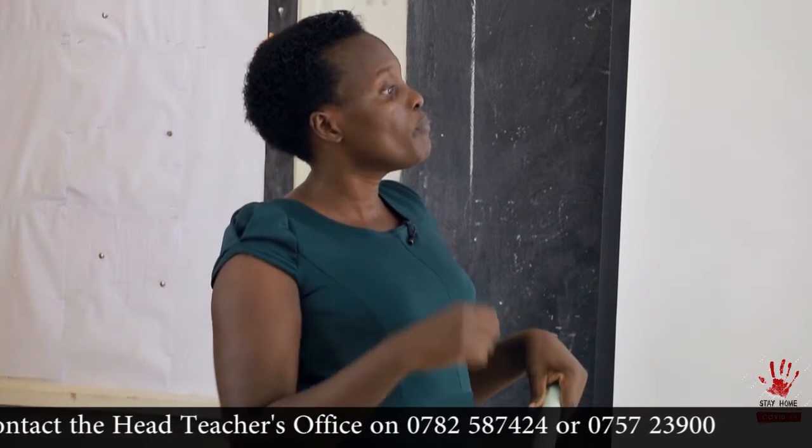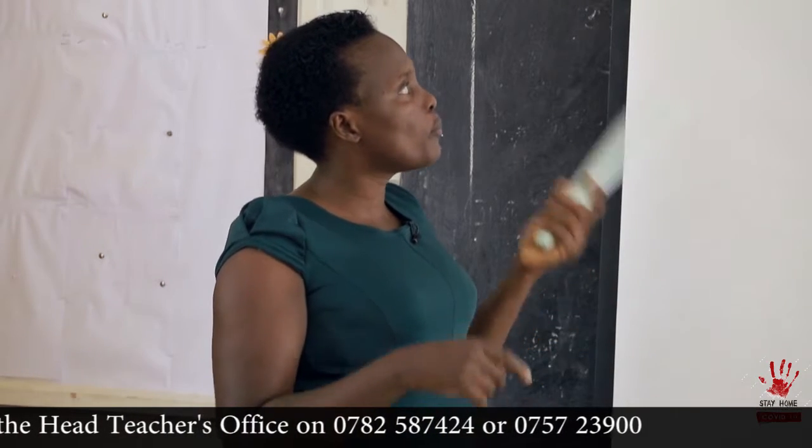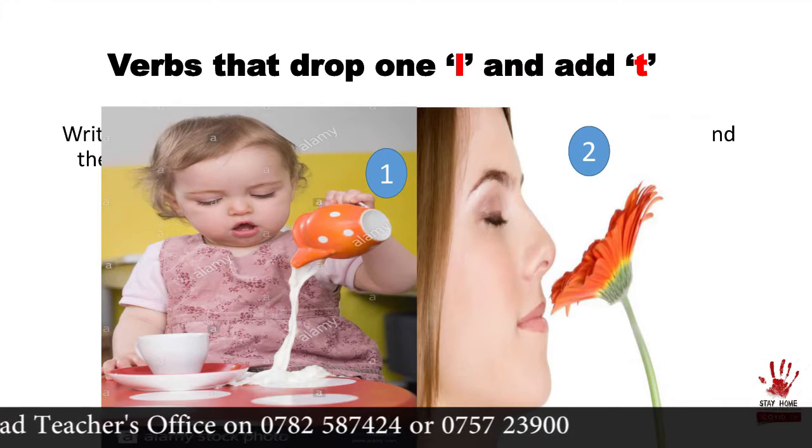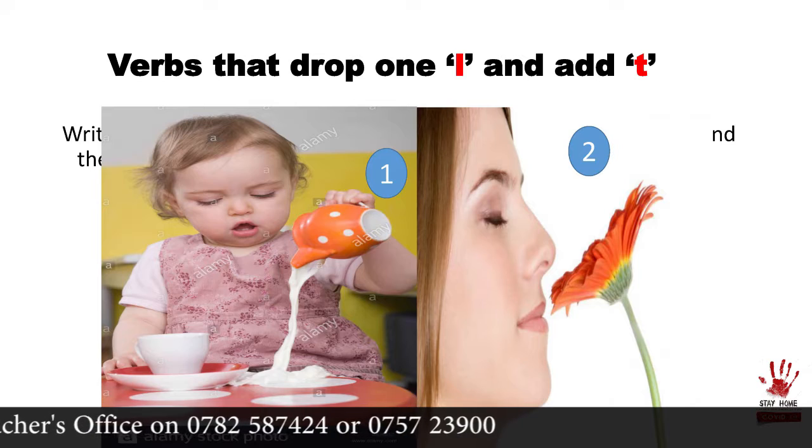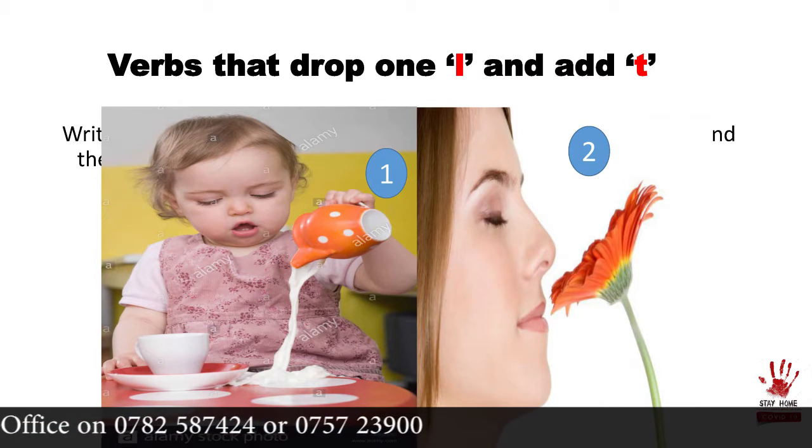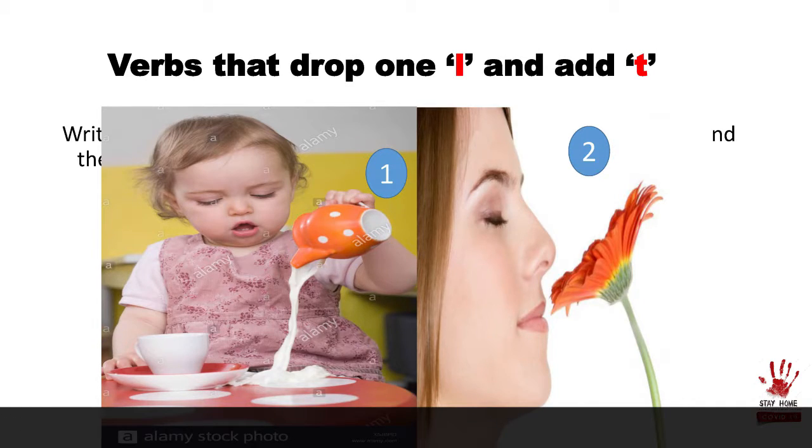As we continue, we look at another group. These verbs end with double L. So we are going to drop a single L and we add T. So this baby got milk and poured it on the table.